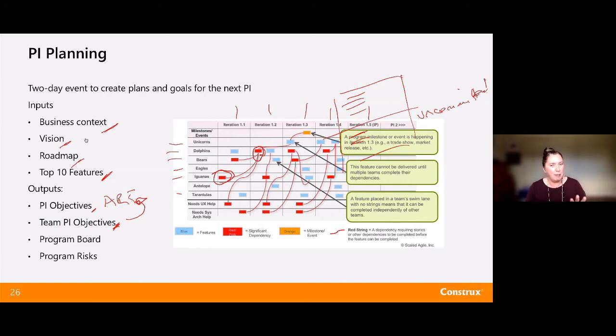Are we all confident we're going to be able to successfully land this PI? And once this is all done, then we are off and running.